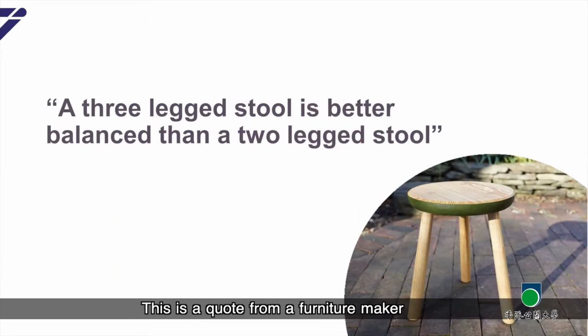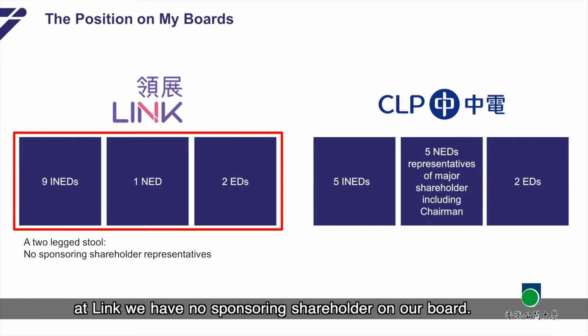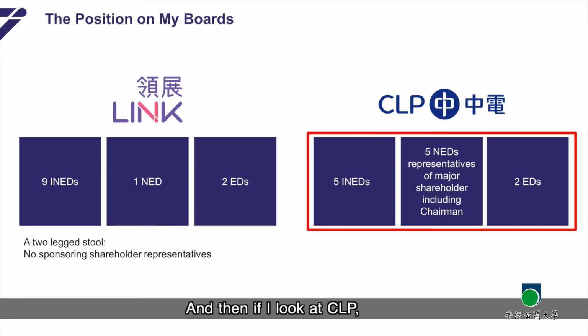This is a quote from a furniture maker that I know quite well, which I thought would be well appreciated. But it is helpful in the dynamics of a board to have sometimes those three constituencies to be able to talk around what the key issues are, rather than simply having two constituencies in the board. And when I look at Link, and I contrast it with CLP, at Link, we have no sponsoring shareholder on our board. And as a result, it is the two-legged stool that I described before. So it is a predominantly INED-led board. And then if I look at CLP, it is very much a three-legged stool with both shareholder representatives as well as a smaller proportion of INEDs.